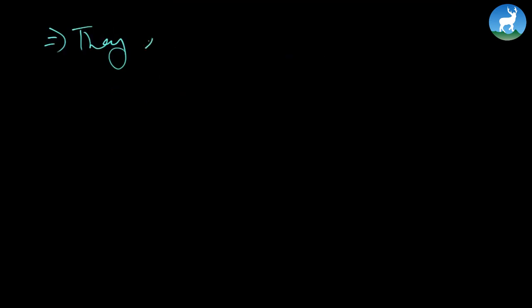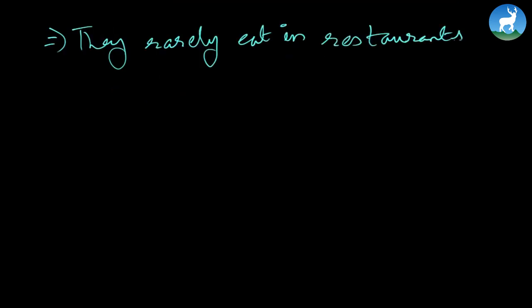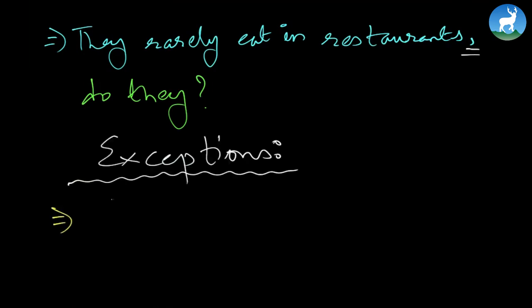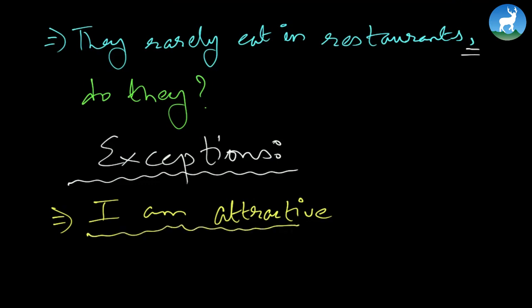Similarly, they rarely eat in restaurants. And this statement is negative because it talks about an action which happens seldom, which rarely happens, or which does not happen. That's why this statement is negative, and it will always have a positive question tag. So it's separated by a comma. They rarely eat in restaurants, do they? So these are the things we should keep in mind, especially whether the action is being performed or not. Let's go to a few exceptions. Well, if the statement is I am attractive, what do you think is the question tag to this?